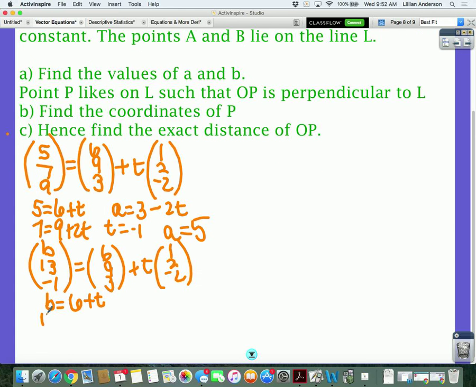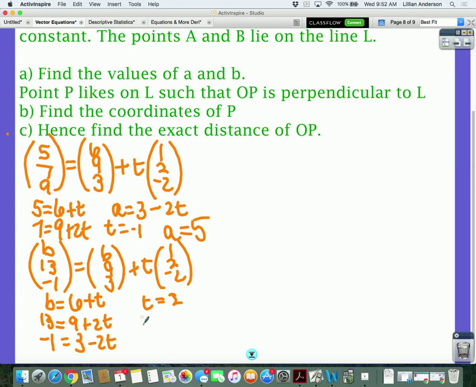You're going to have 13 equals 9 plus 2t. And then you'll have -1 equals 3 minus 2t. In this case, t equals what value? 8. Oh, no, not 8, but 2. Yeah, t equals 2. If you use the second equation, subtract 9, you get 4. Divide by 2, you get 2.